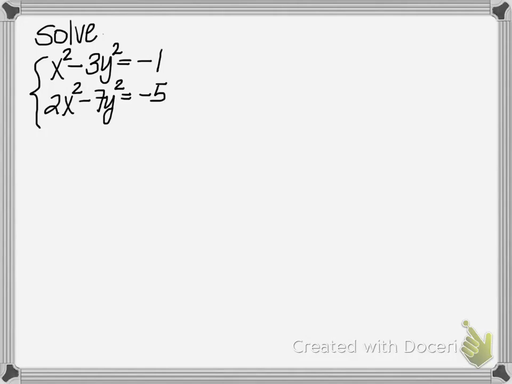So let's start with the first curve. Looking at the coefficient of the x squared term and the y squared term, we'll notice that the first coefficient is a positive 1, and the coefficient of the y squared term is a negative 3. Because we have those opposite signs, one positive and one negative, we have a hyperbola for our first curve.